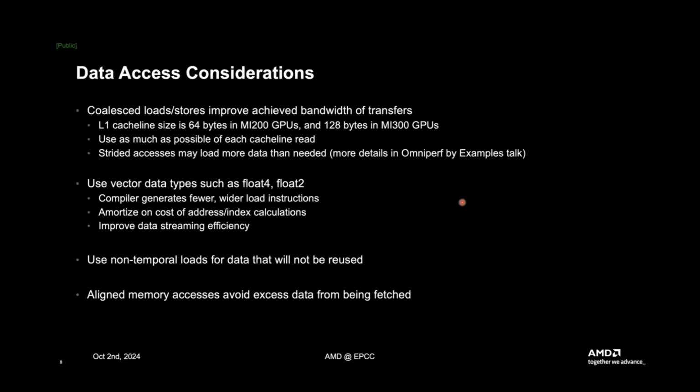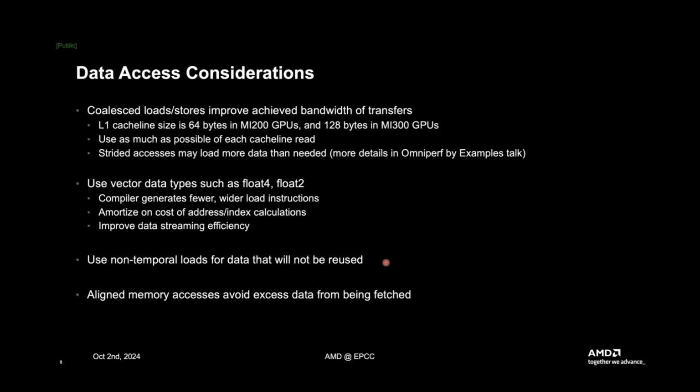The other thing that we talked about is loading more data per work item. The second point illustrates that. If you were to use vector data types such as float4 or float2, then you're loading more data with the same number of instructions. So you use fewer instructions. That way you amortize the cost of index calculations. Index calculations are typically integer calculations, and those also require the same arithmetic logic units that you need for your compute work. So amortizing on that is a good idea. You can improve on data streaming efficiency.